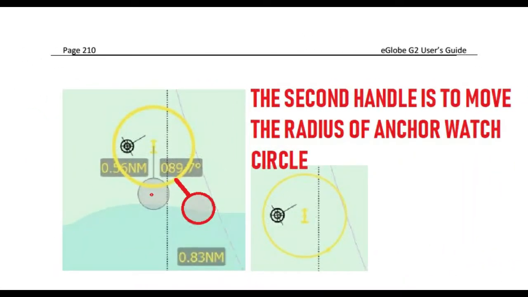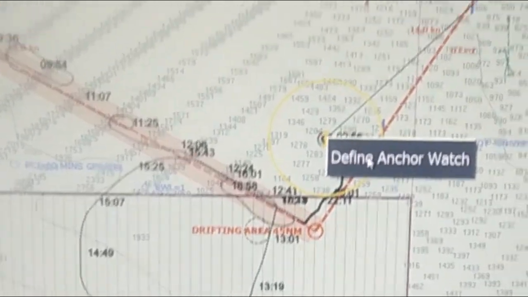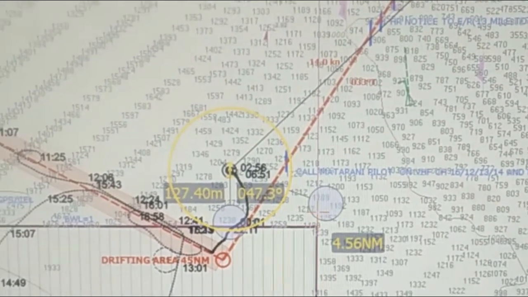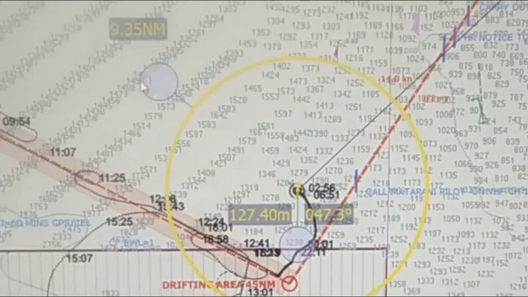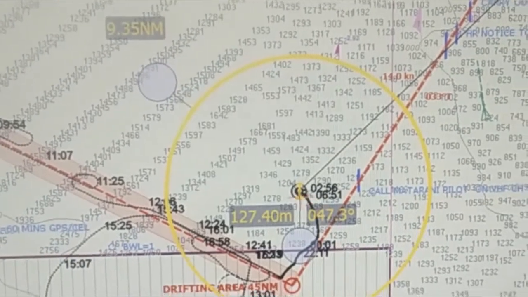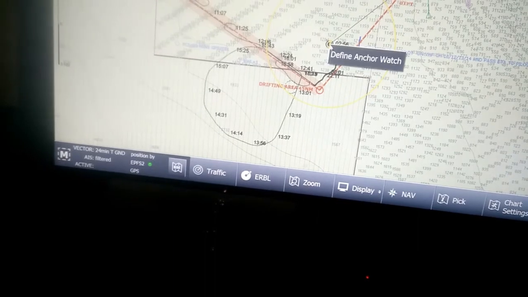The second hand, which I have marked red, is the circle to increase or decrease the range, or the radius of the circle. Then as you can see in the video, I've moved the circle here and there, and then to deactivate or remove the anchor watch alarm system, I just have to right click on the ship's position again, and untick the anchor watch alarm.